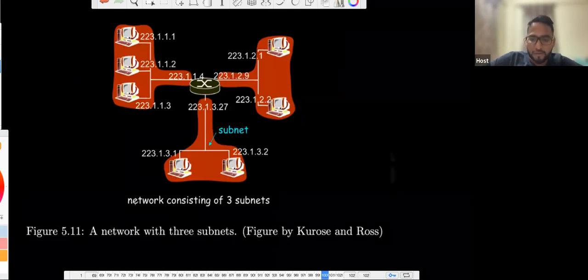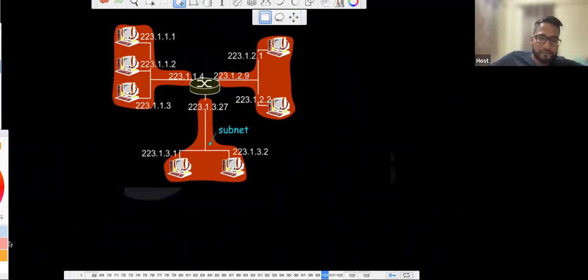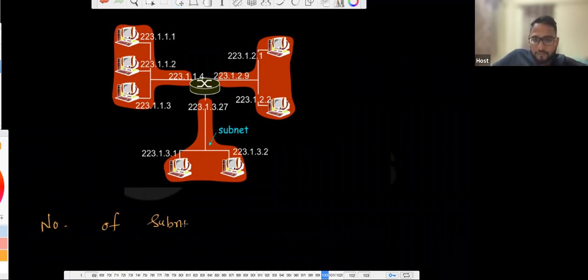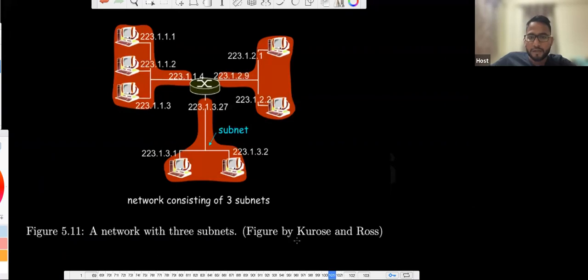So let's just do this question also. Now here, how many subnets are there? Number of subnets. See, there is only one router. How many interfaces? 1, 2, 3. 3 interfaces. That's why 3 subnets. Yes, right. Okay. So again, this figure is by Kurose and Ross.